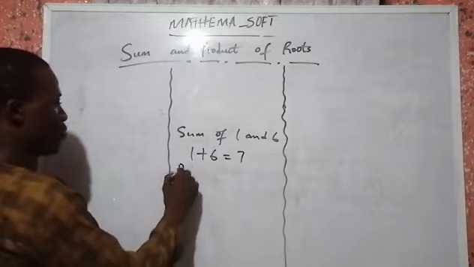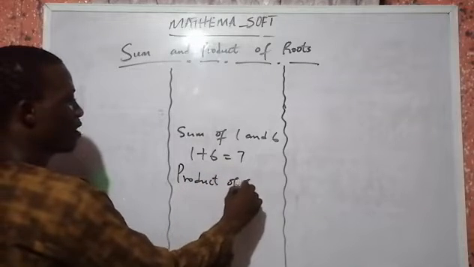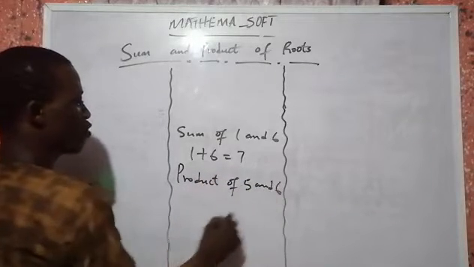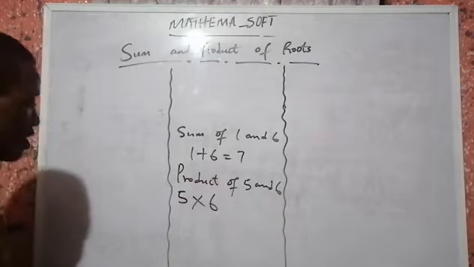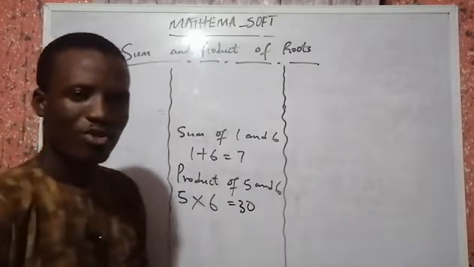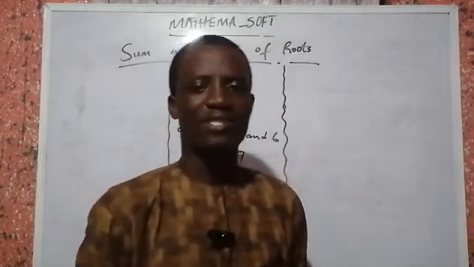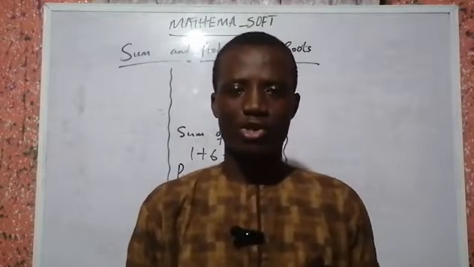And if I say product of 5 and 6, product means 5 times 6. Product means multiplication, and this will give me 30. So in quadratic equation, we already know that the roots are the solutions of the equations.